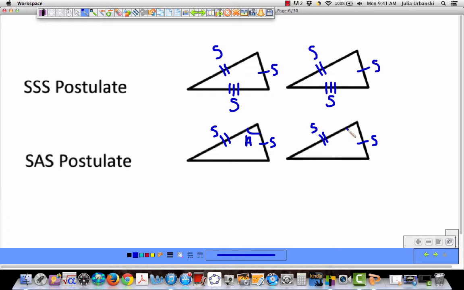And then this one has to be directly between the two sides where they meet. It can't just be anywhere. It has to be labeled as side, angle, side. Side, angle, side. The angle has to be directly between the two sides.